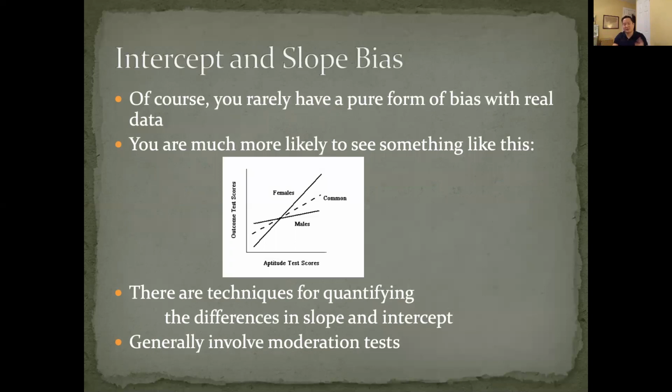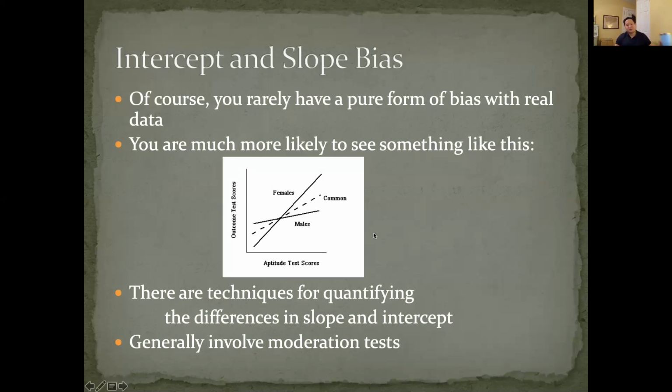These examples rarely happen in real life. Those are nice, clean ones. You're oftentimes going to get something like this, where, and I know it might be hard to see, you have intercept bias here on the left when everything intersects with the y-axis, and you have very clear differences in slope.